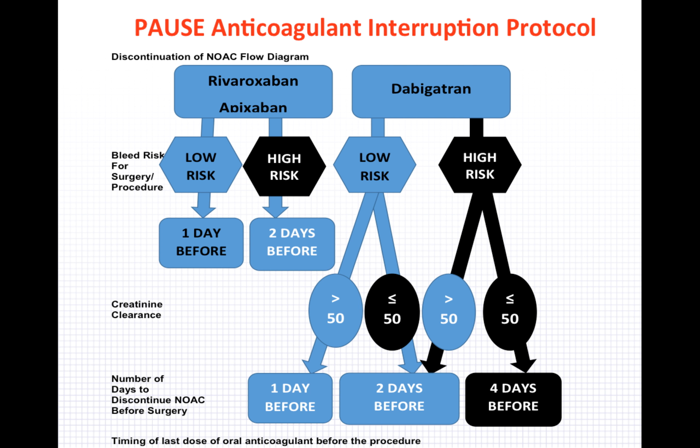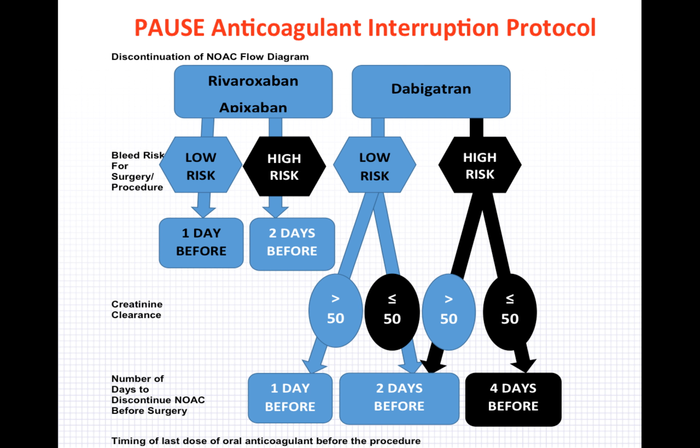Using information about the patient's DOAC, creatinine clearance, and bleeding risk, determine the number of days to interrupt DOAC prior to the surgery or procedure. If the patient is taking rivaroxaban or apixaban, creatinine clearance is not used to evaluate DOAC interruption. For both of these DOACs, a low-risk procedure warrants 1 day without DOAC, and a high-risk procedure warrants 2 days without DOAC before procedure. If the patient is taking dabigatran, creatinine clearance is pertinent to evaluating DOAC interruption.